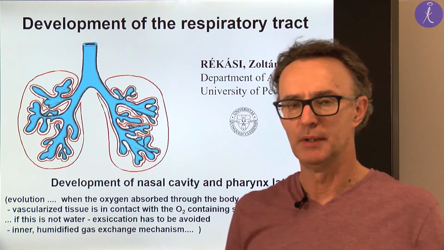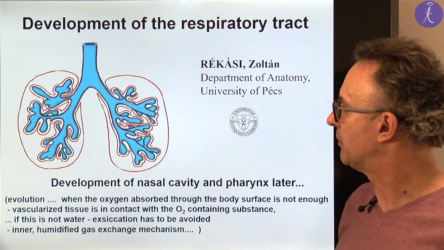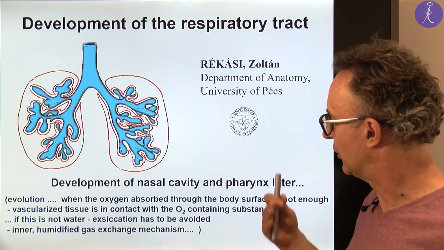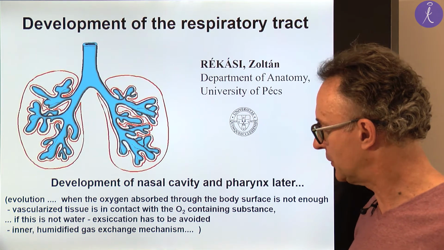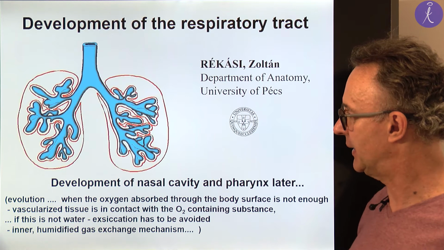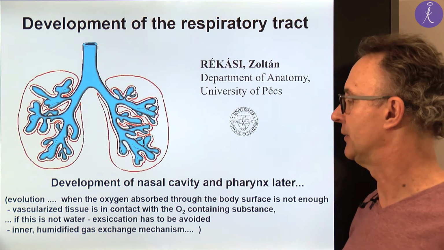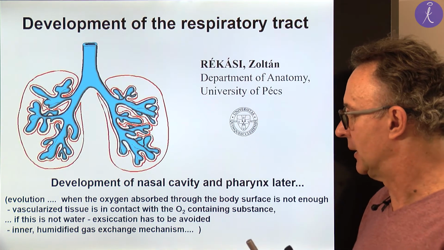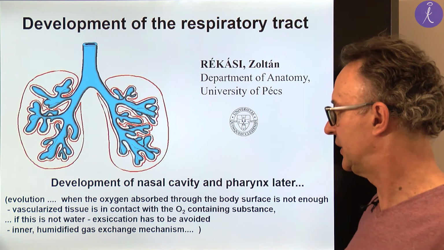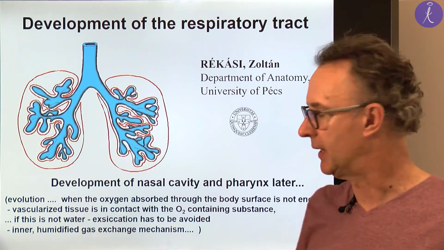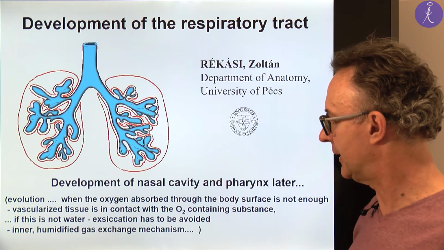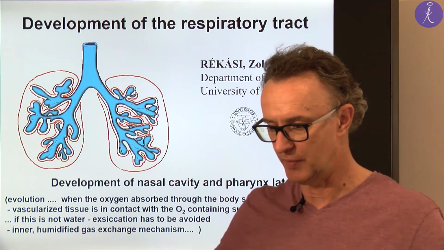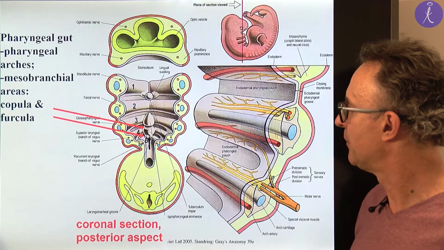Now I would like to tell something about the development of the respiratory system. First of all, the body surface was not enough for the oxygen amount during evolution, and that's why other organs developed inside for this purpose, in contact with a special medium rich in oxygen. First it was water, as in fish, and later it became air, but we need an inner, humidified gas exchange chamber, and that's why the lungs developed inside.